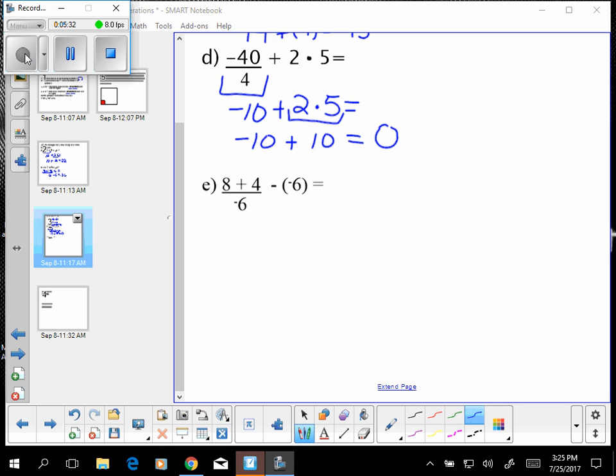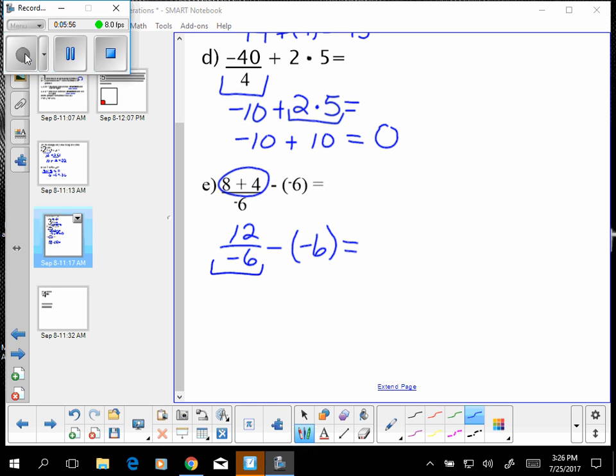Example E is a little tricky. It kind of goes against the rules. The truth is, you need to simplify your numerator. So you really have to do this 8 plus 4 first, and that's 12. Divide by negative 6 minus my negative 6.